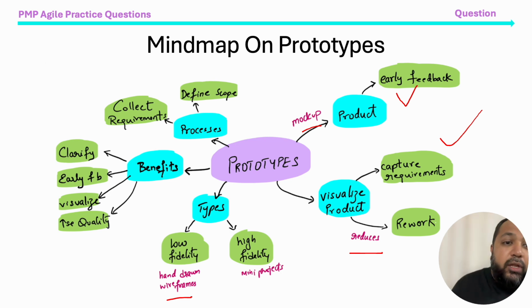Okay, what are the benefits of prototypes? It clarifies requirements, gives early feedback, visualizes the product, increases the quality. In which processes can we see prototypes? We discuss them in define scope and collect requirements. So that's the summary mind map on prototypes. Watch this mind map, make a note of the mind map, draw this mind map. It is going to help you a lot.